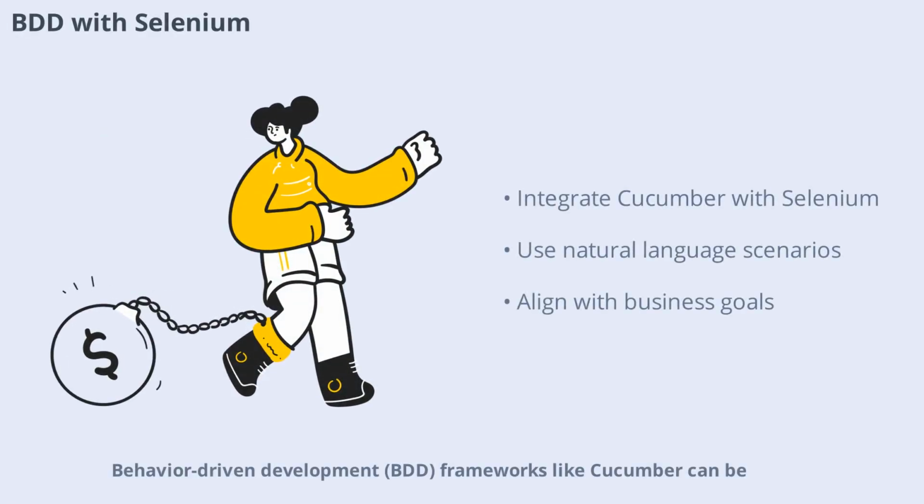Behavior-driven development, BDD, frameworks like Cucumber can be integrated with Selenium for more readable and maintainable tests. BDD uses natural language to describe test scenarios, making them accessible to all stakeholders. This approach bridges the gap between technical and non-technical team members, ensuring that tests align with business requirements.